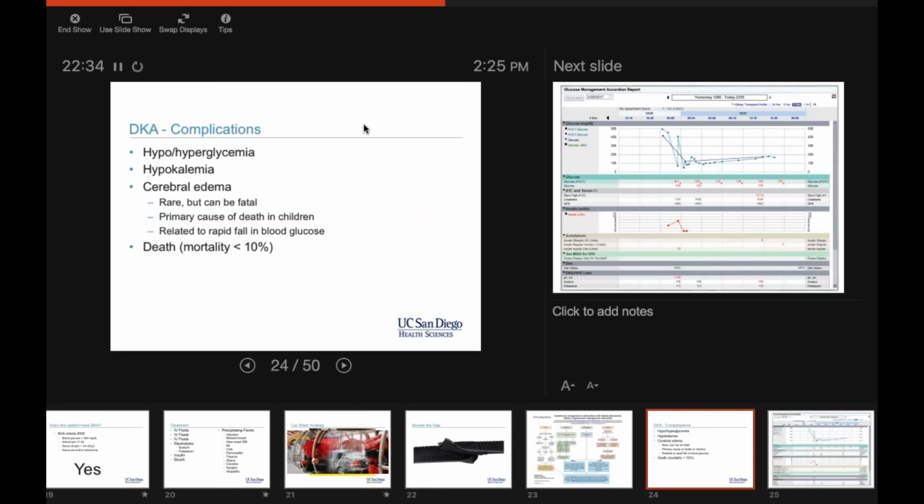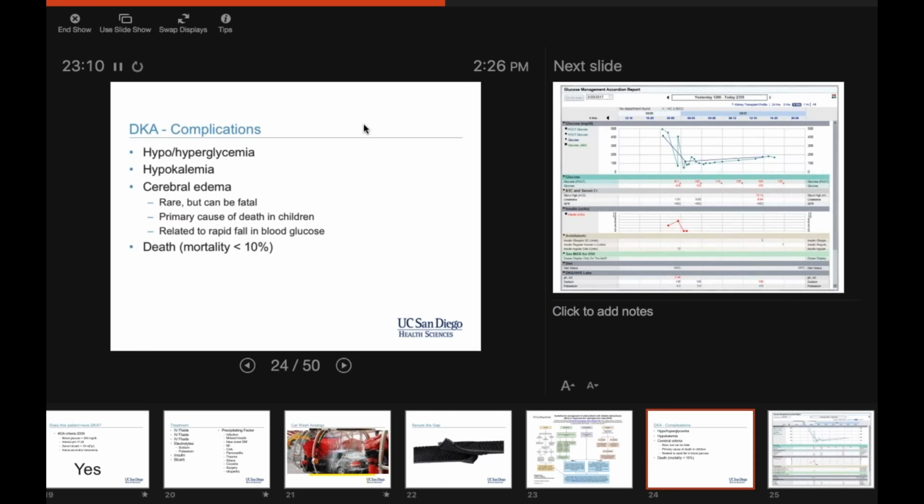Obviously, we can deal with some hyper or hypoglycemia. Hypoglycemia is particularly what we'd like to avoid. Hypokalemia, okay? With all the movement of that potassium, you want to make sure it's not going too fast. Cerebral edema, okay? That's when we drop our sugar too fast. Remember, when all that sugar is in the blood, it's pulling all the water, right? Your brain turns into a little raisin. And if you lower that sugar too fast, then all that water is going to go back into the brain and expand it too fast.